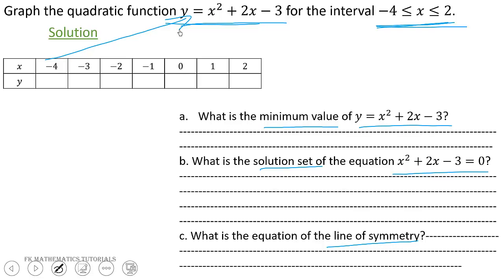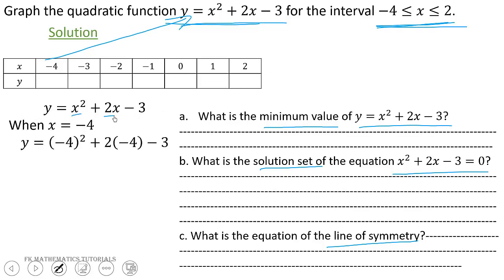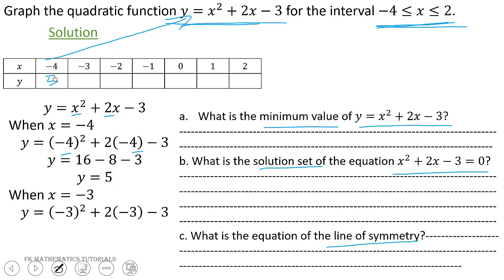So to find the y value that corresponds to x equal -4, you have to plug in -4 wherever you see x in this equation here. So that is what we have done, and this simplifies to y equal 5. So this value here is y equal 5. Then when x equal -3, you repeat the same process until you get to the final one. So y is equal to 0 here.